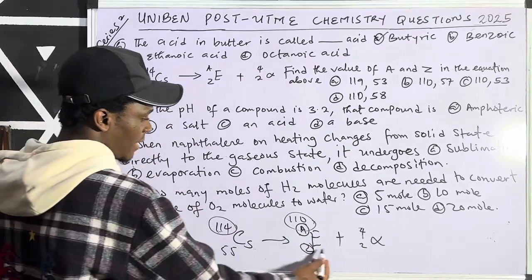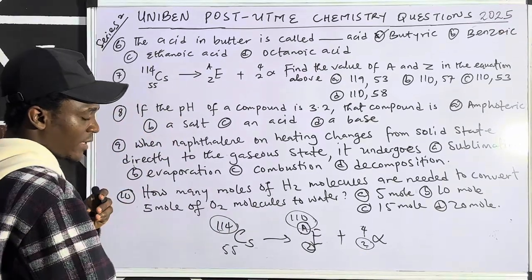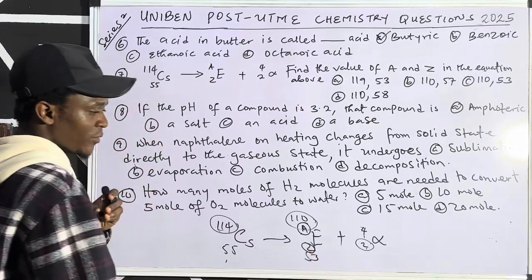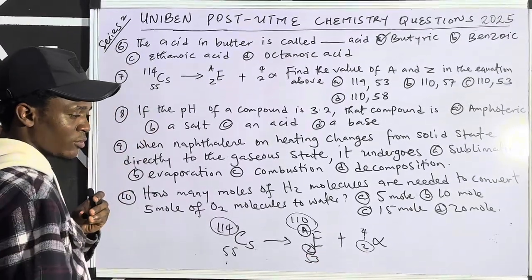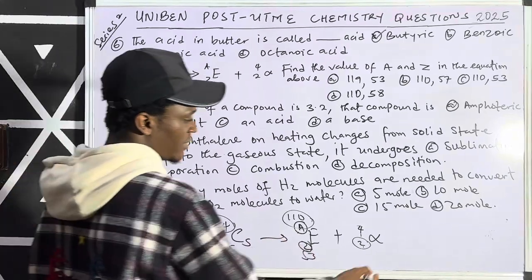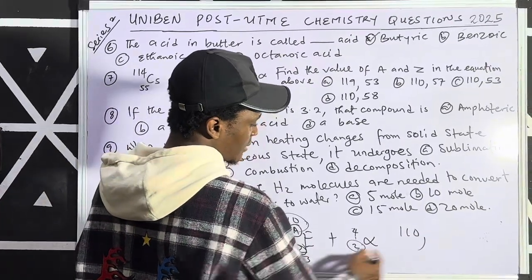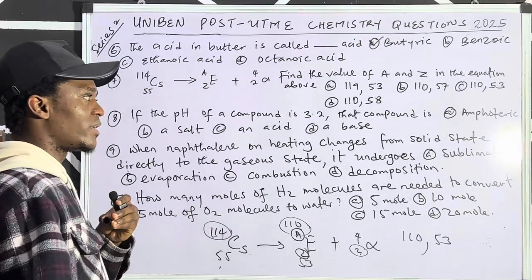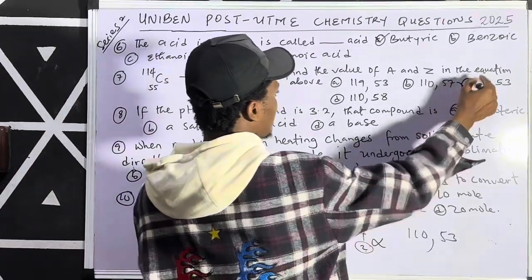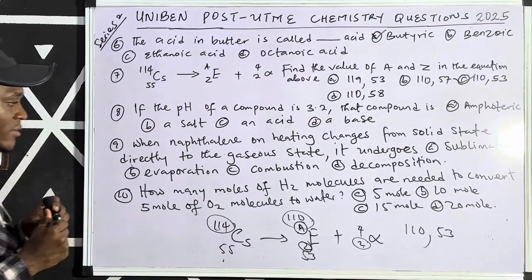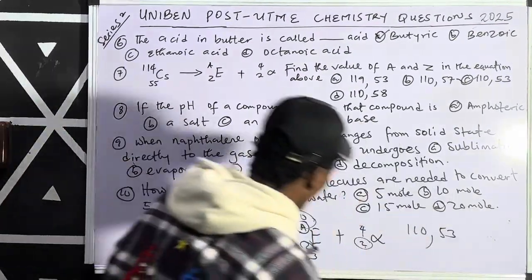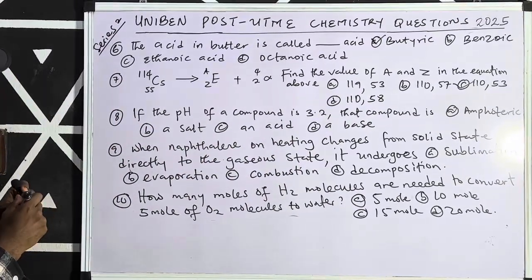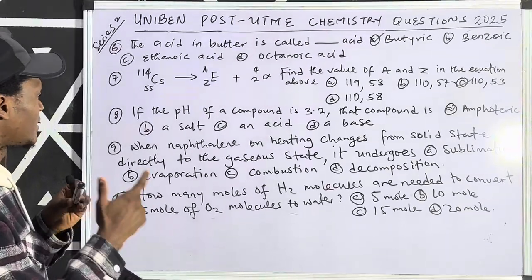Then what about the lower part? The alpha particle has 2. What are you to add to 2 to get 55? It should be 53. So 53 plus 2 gives 55. So what are the values of A and Z? 110 and 53. Do we have it in the options? Yes, that is option C. So that's how you get answers to questions like this. This is under radioactivity. All right, so let's see the next question. The answer there is option C.